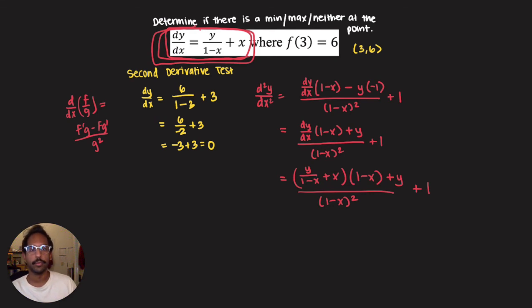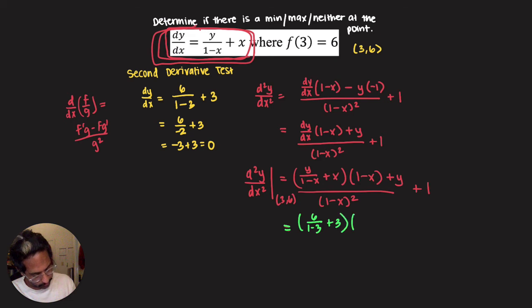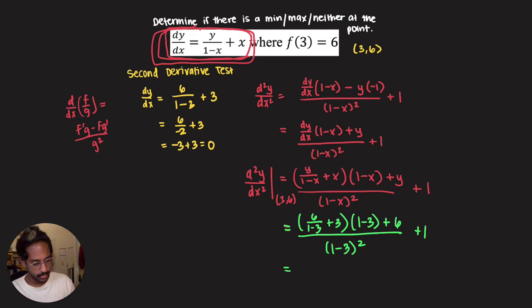Now what do we do here? We have to plug in the point. We have to find d squared y over dx squared, the second derivative, at 3, 6. So we're going to plug in those points that we know. I'll use green to help us out here. 6 over 1 minus 3, plus 3, times 1 minus 3, plus 6, over 1 minus 3 squared, all plus 1. 6 over 1 minus 3 we saw was negative 2. So 6 divided by negative 2 is negative 3.